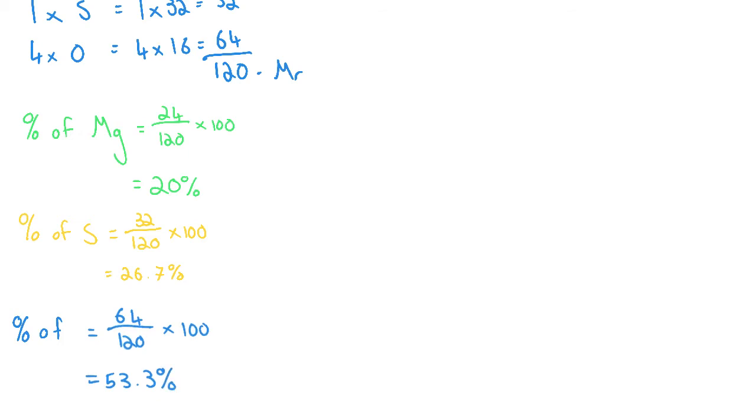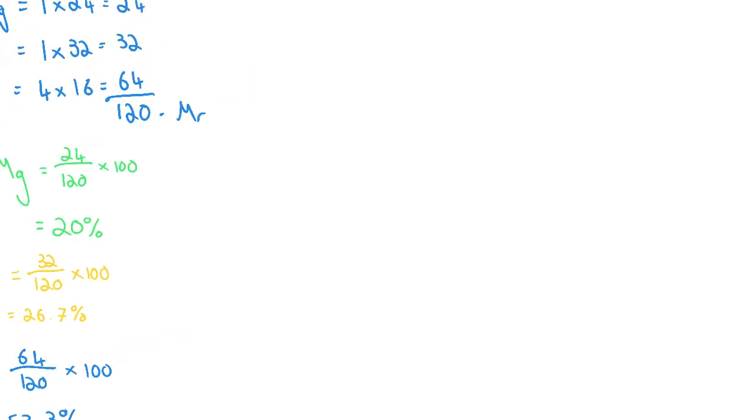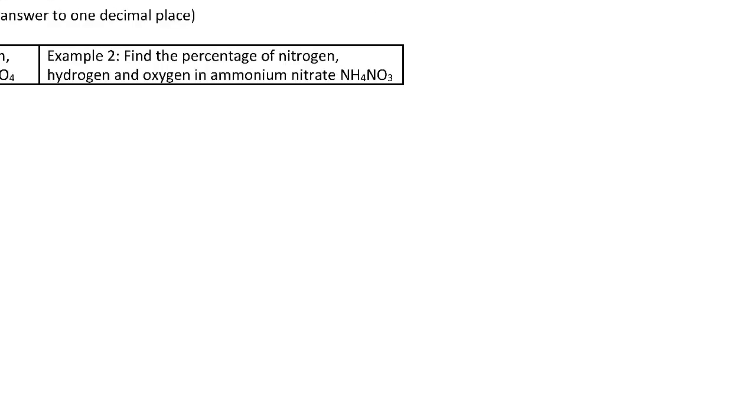53.3%. Now a good little check at the end: because that is everything which is present in the compound, it should add up to 100%. So just double check: 20% plus 26.7 plus 53.3 equals 100%. So we know we've got that right. Okay, so that's example number 1. We look now to example number 2.